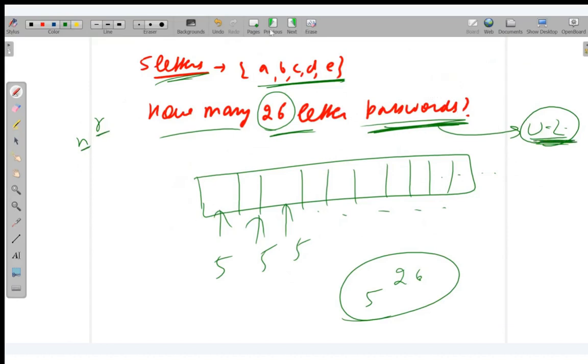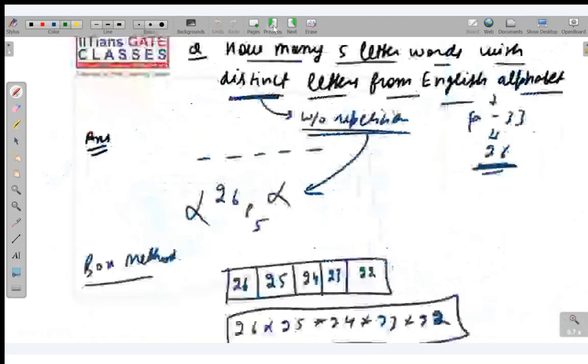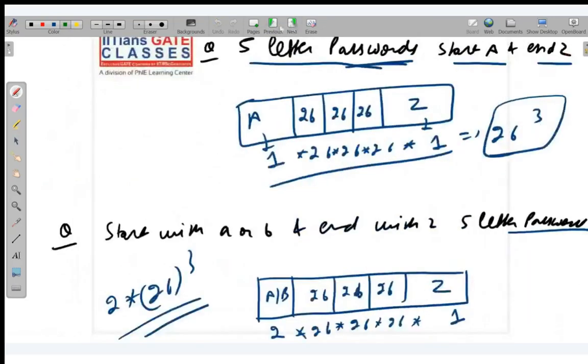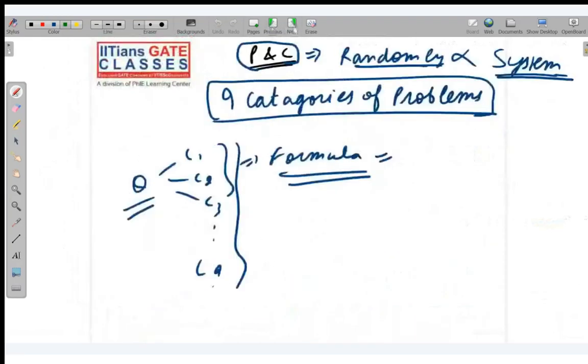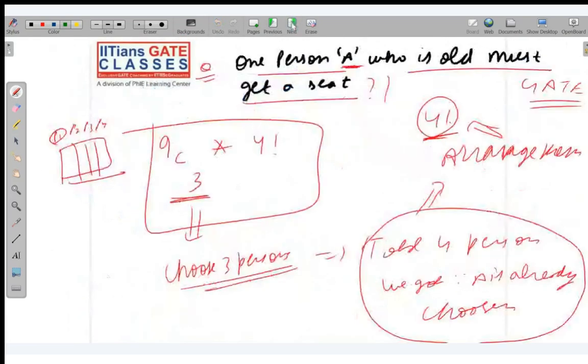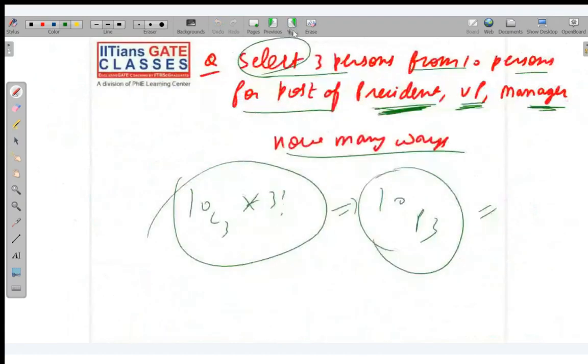See this if you have doubt. These are the categories. Permutation with unlimited repetition, n power r was the formula. What is n, what is r? It hardly matters to me. I'm not telling you all these things because fundamentally you will get confused. So simply apply the box method and get the answer.